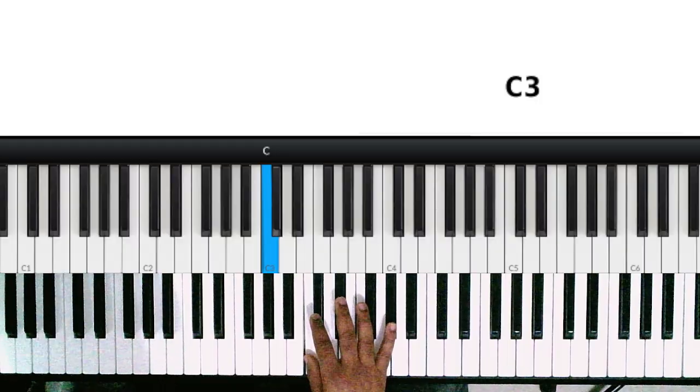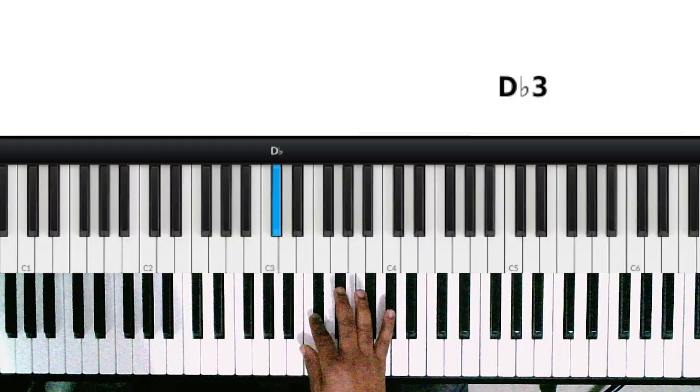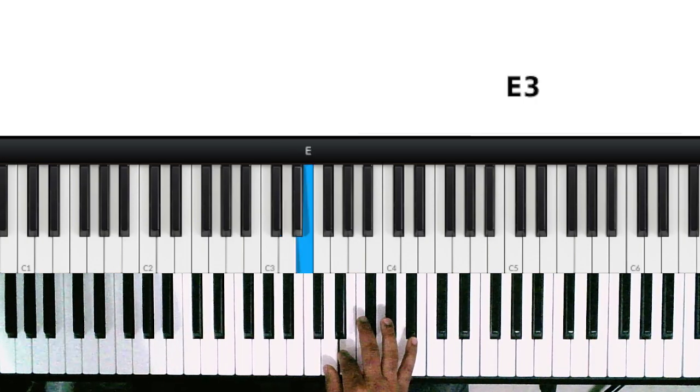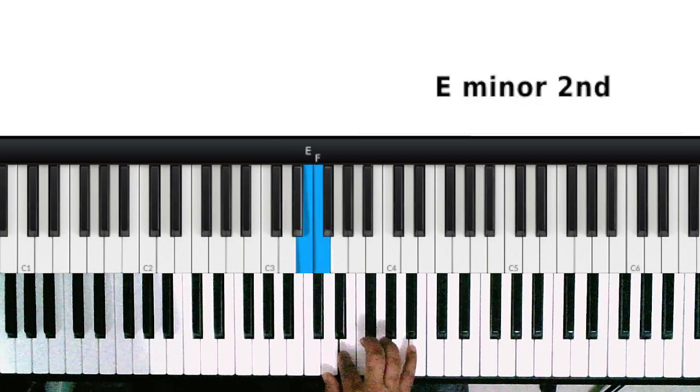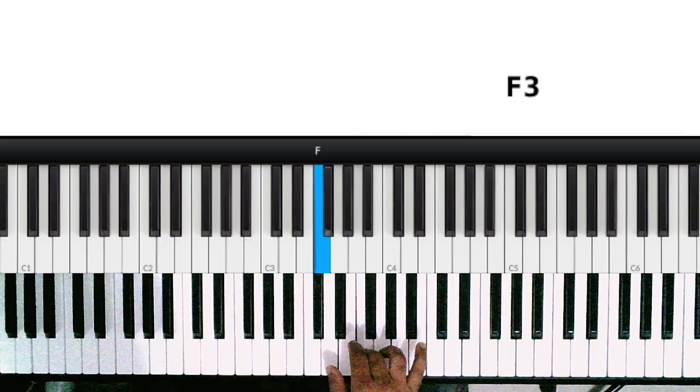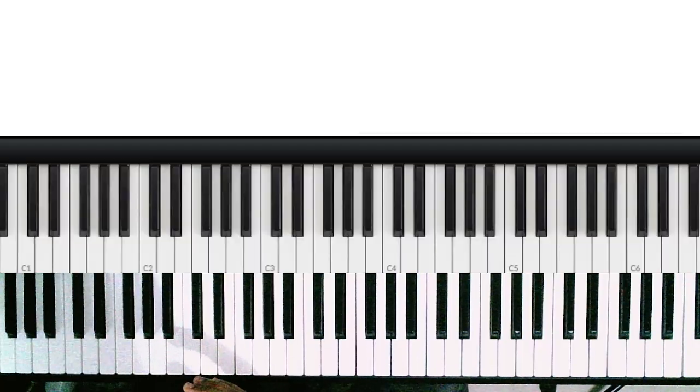C to C sharp, that is a semitone. E to F, that is a semitone. It means moving to the very next key. So it doesn't matter whether it is white or black.